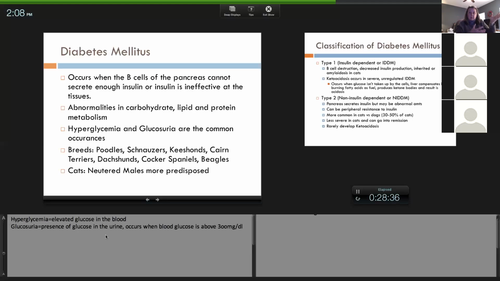Now, a lot of times when we're evaluating these patients, you're going to be doing blood and urine at the same time, and you might get those results together. But say you got the urinalysis first, you got your dipstick, and you're like, wow, there's glucose. I'm going to bet by the time you do your blood work, that glucose level is going to be pretty darn high. So that's the connection between hyperglycemia and glucosuria. You need to know what those mean.